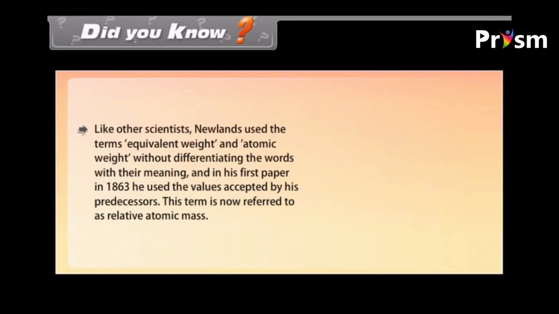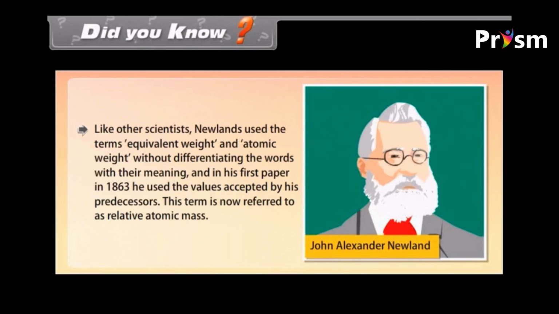Did you know? Like other scientists, Newlands used the terms equivalent weight and atomic weight without differentiating them by their meaning, and in his first paper in 1863, he used the values accepted by his predecessors. This term is now referred to as relative atomic mass.